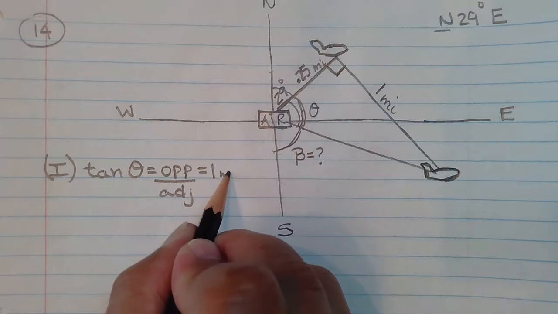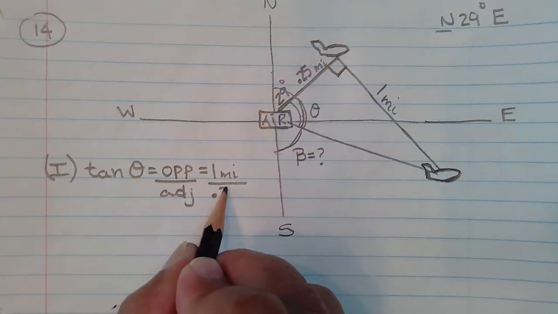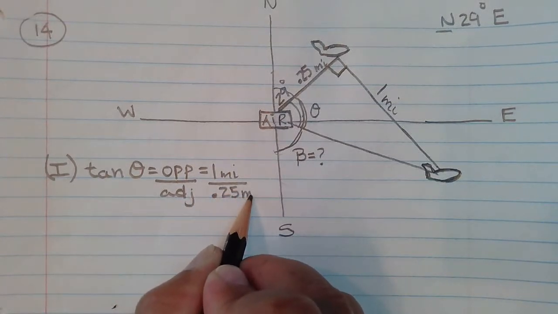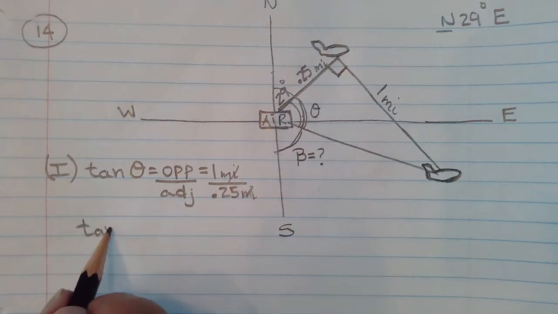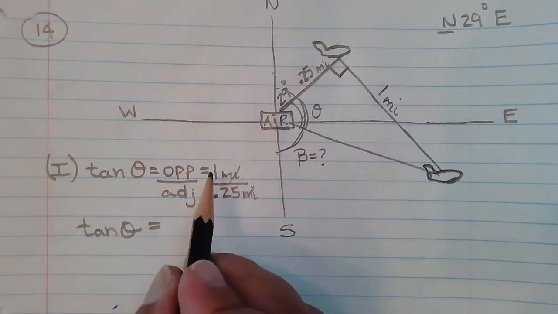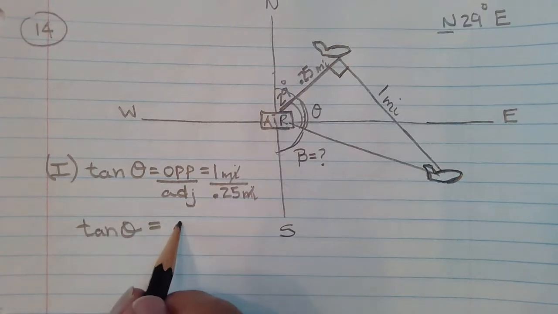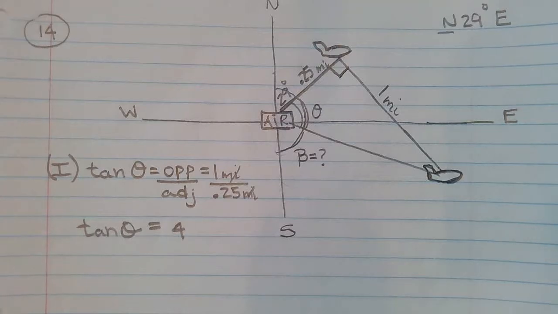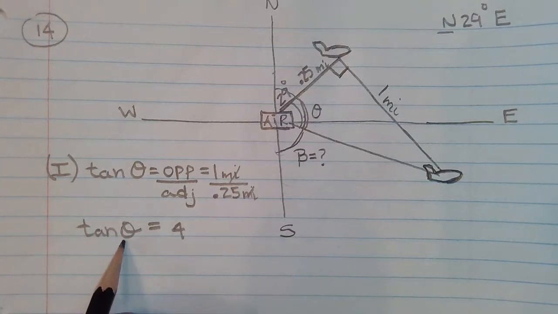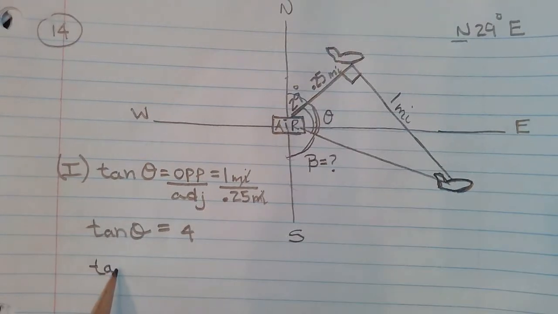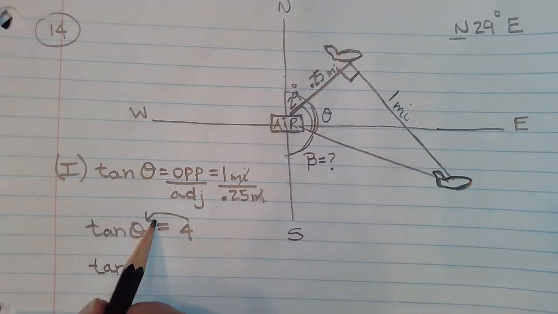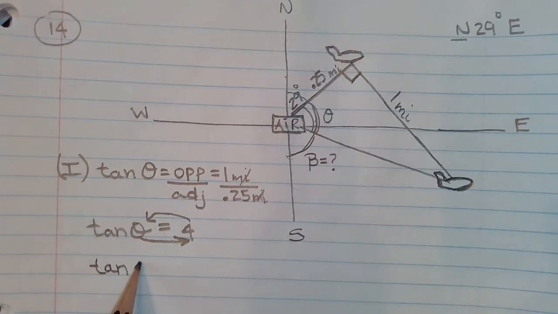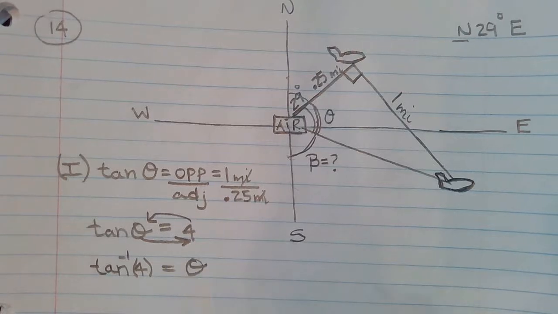The opposite is the 1 mile, and the adjacent is the 0.25 miles. Those units cancel, leaving me with tan of theta is equal to 1 divided by 0.25. You can put that in your calculator if you'd like, and that's equal to 4. So if I want to find theta, then I have to do inverse. You find angles by doing the inverse. Inverses are written by switching these two. So inverse tan of 4 is equal to theta.